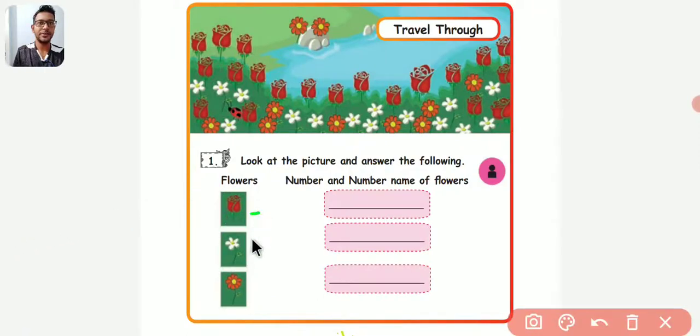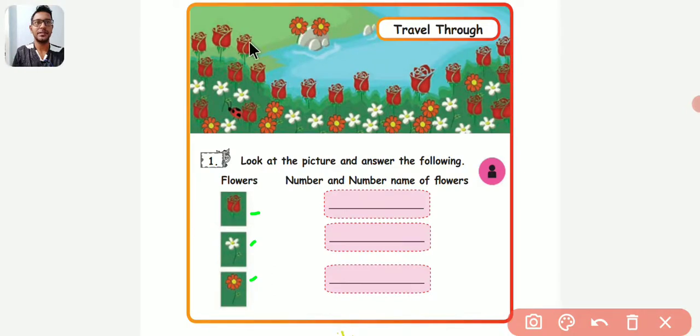Rose, I think this is lotus, sunflower. So, number and number name of flowers. Here we have to count how many roses, how many lotus, and how many sunflowers are there. Then we have to write their names also. So first I am going to count the roses.